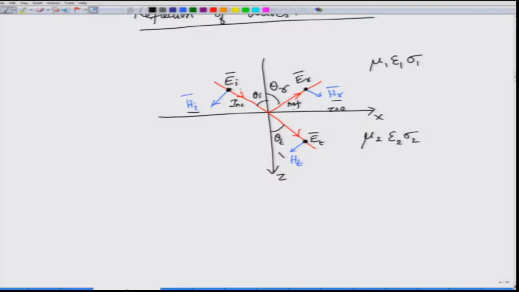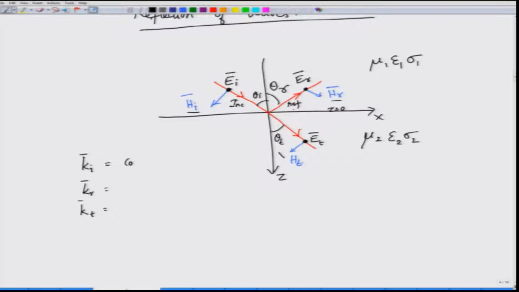Now, what we want to write down is the expression for the incident wave vector, the reflected wave vector and the transmitted wave vector, or the propagation constant k. What would be this k I for the incident wave? This is making a certain angle theta I. So, there will be a component along plus z and plus x, correct.